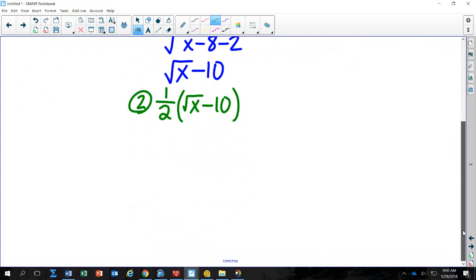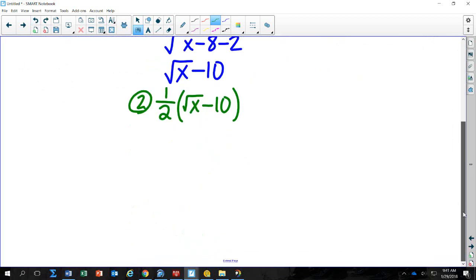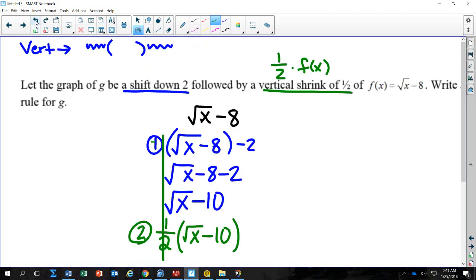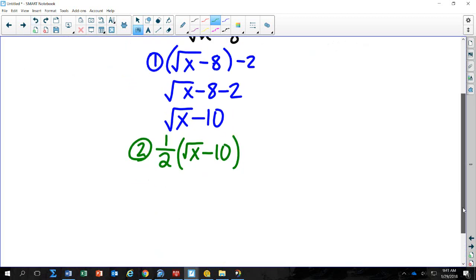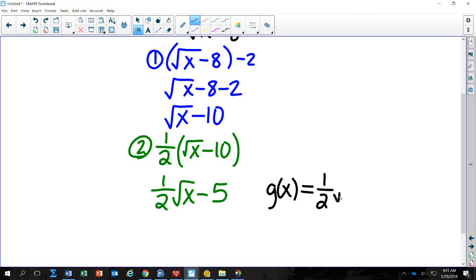Distribute the half through both parts, so you get 1. All right, we would end up with 1. Standing too close to my board. All right, we get 1/2 times the square root of x minus 5. So that's going to be my final answer for g of x, right? Is that what they told me to name it, was g of x? Mm-hmm. Okay, so we get 1/2 the square root of x minus 5.